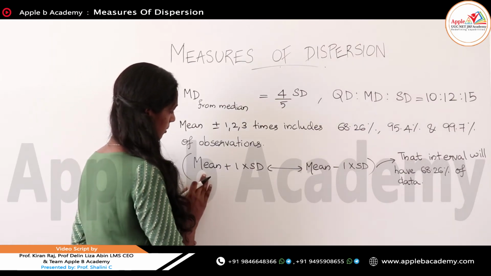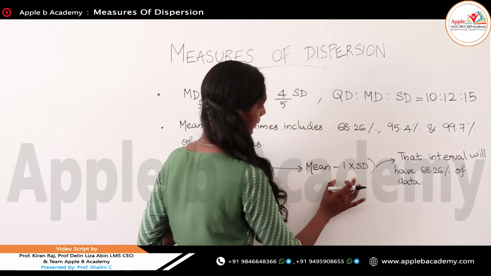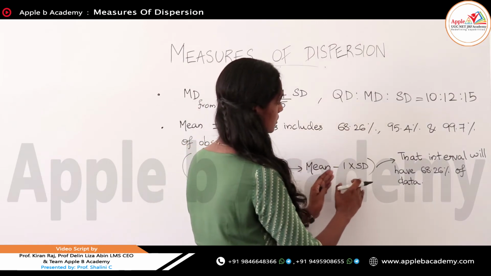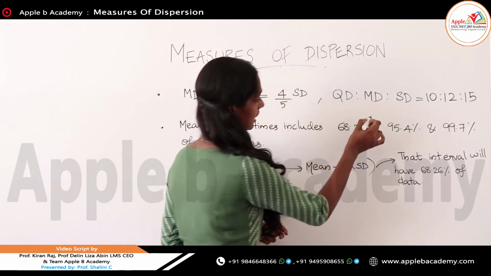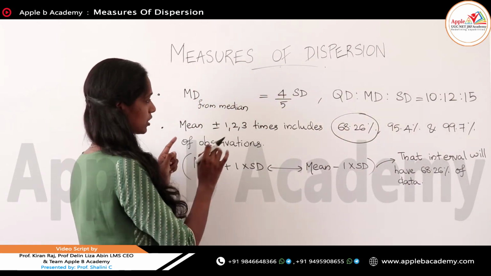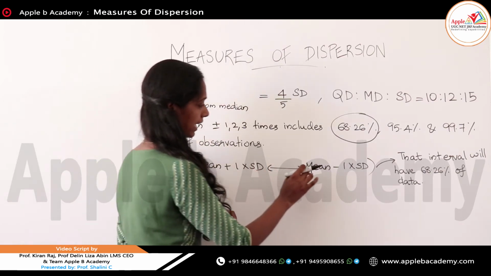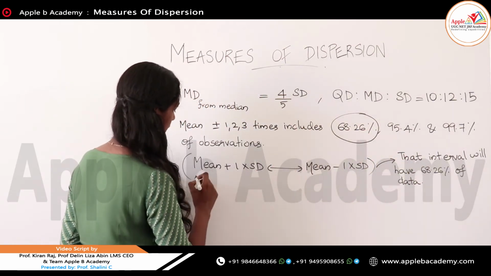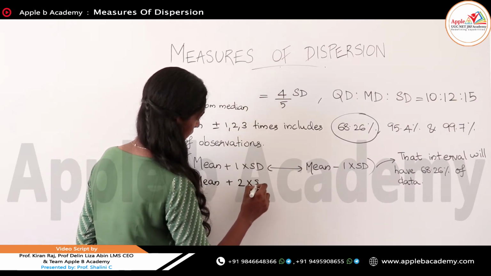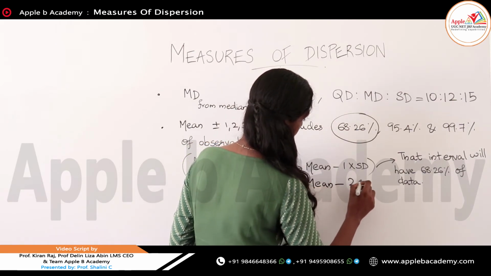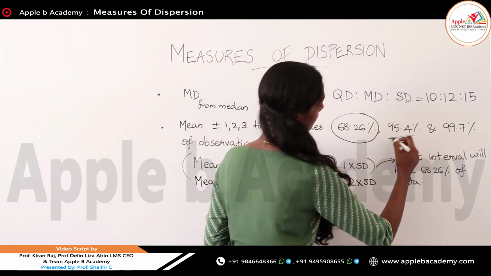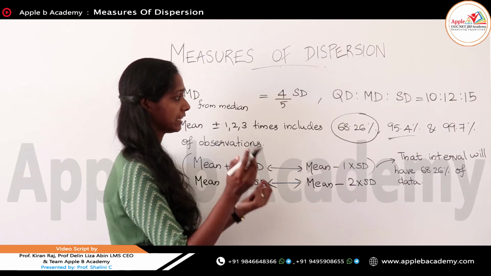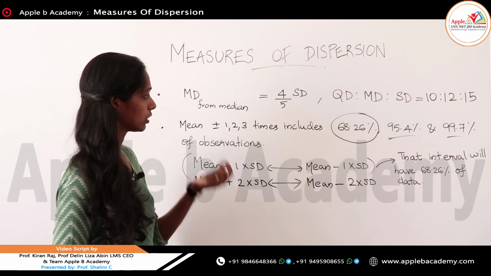So we take each case. Suppose mean plus 1 into standard deviation and mean minus 1 into standard deviation. The interval between these two will have 68.26% of the data. That is the implication of the statement. Similarly, if we take mean plus 2 into standard deviation and mean minus 2 into standard deviation, that range will have 95.4% of the data. And if you take mean plus 3 into standard deviation and mean minus 3 into standard deviation, that interval will have 99.7% of the data. That is what the statement implies.